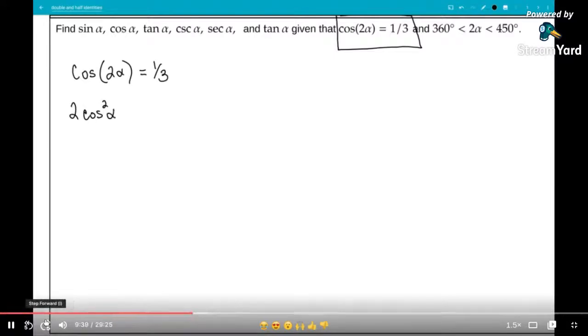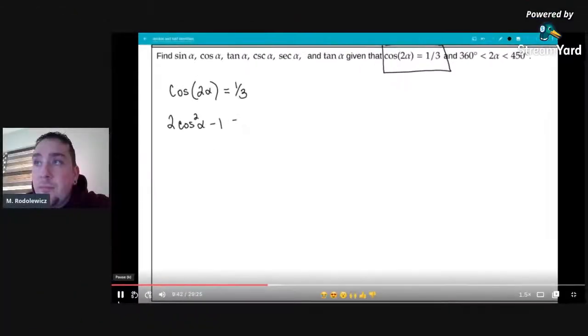So on the left-hand side, I chose to use the form 2 cosine squared alpha minus 1 equals 1/3. Why did you do that, Professor? How did you know to do that?